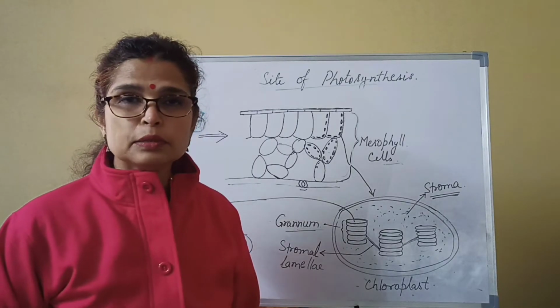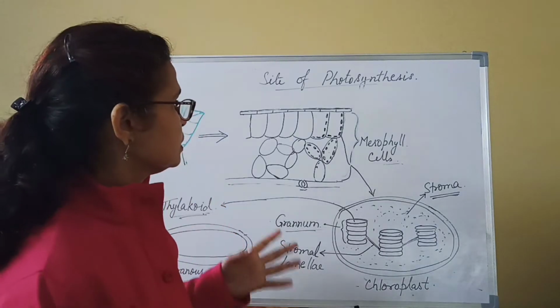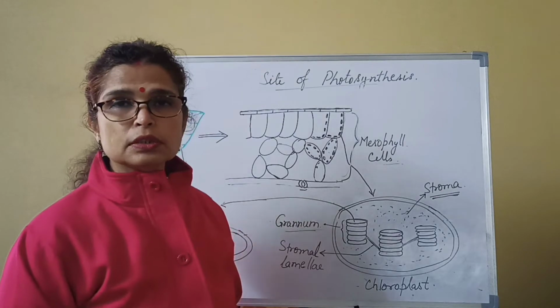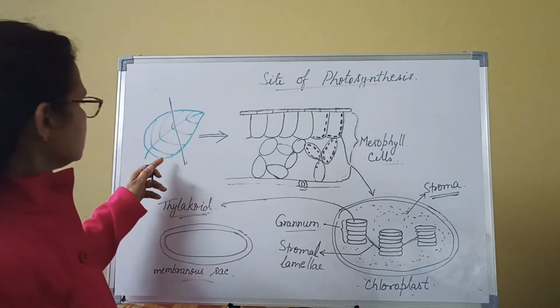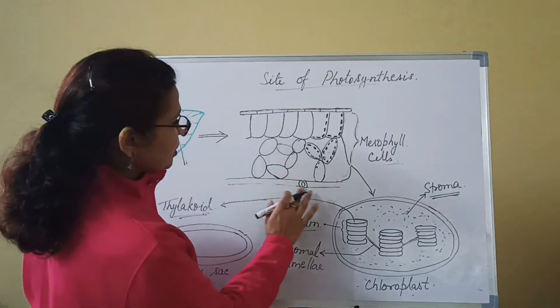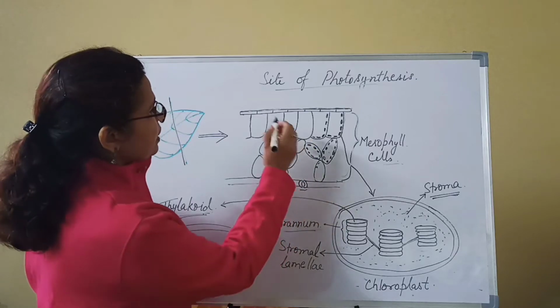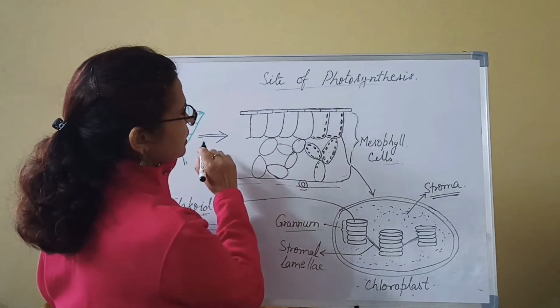After the early experiments, moving to the next topic, that is the site of photosynthesis. We all know photosynthesis takes place in the green part of the plants. Suppose this is the leaf, and if we cut the leaf, the anatomy of the leaf is like that. This is the upper epidermis, and above that the cuticle is there.